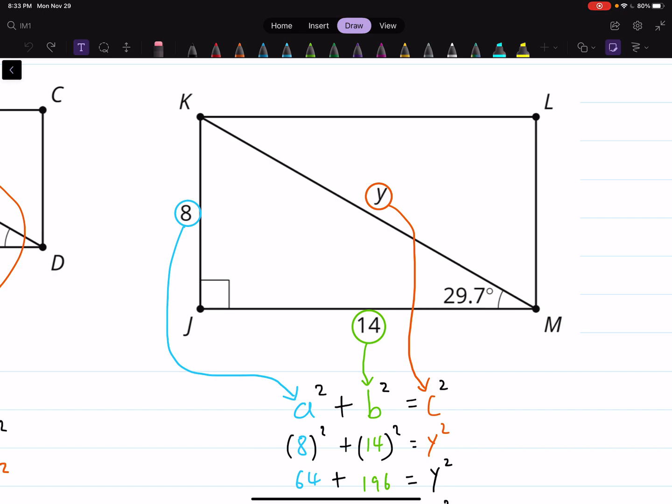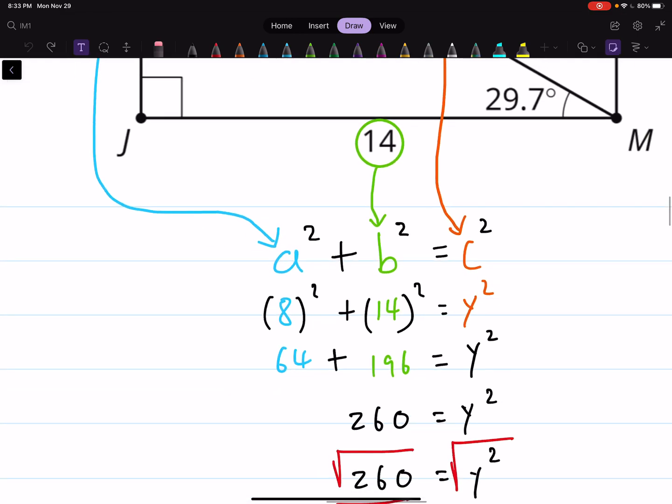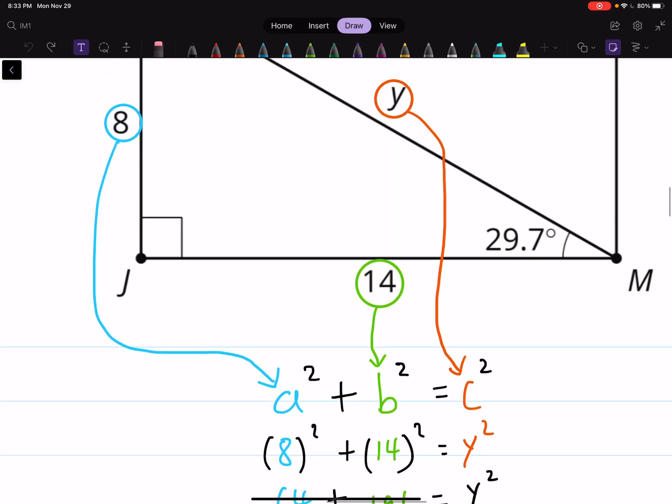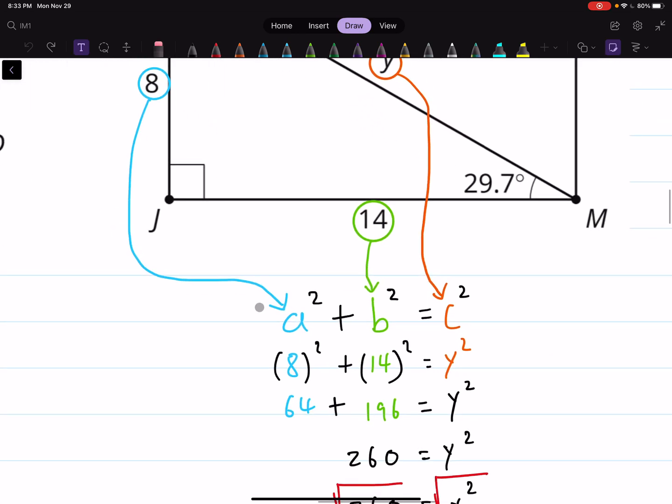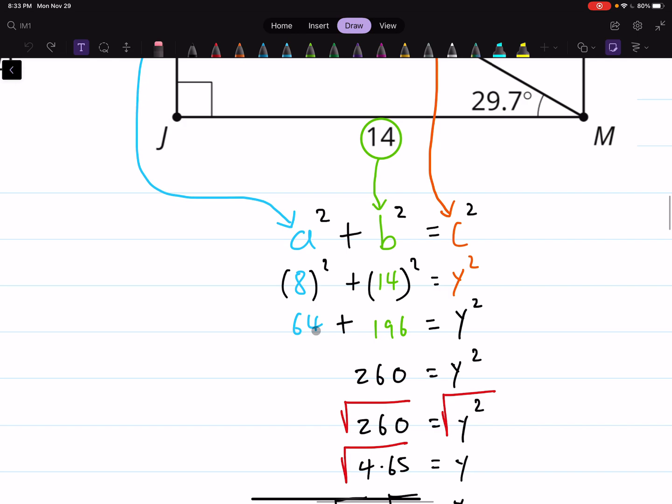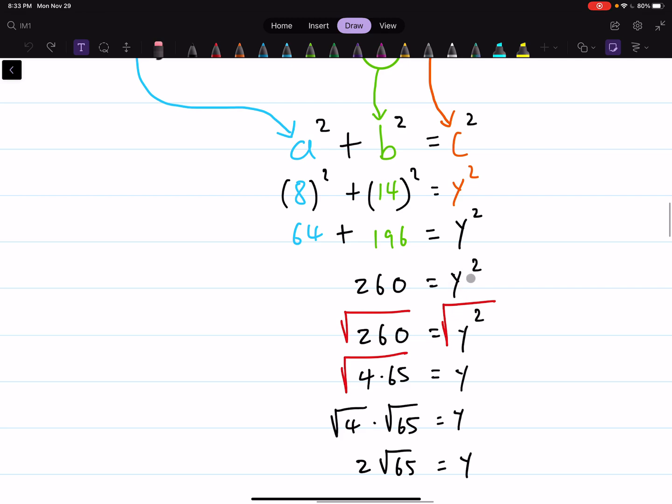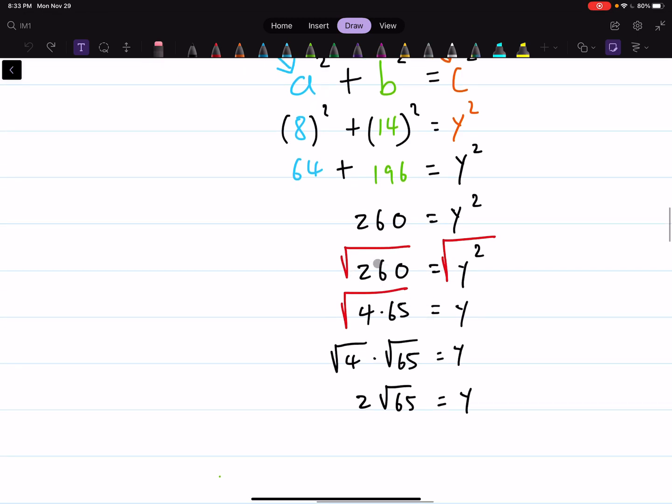Okay, I'm assuming that you paused the video and tried it out. So let's take a look at this problem once again, starting with a squared plus b squared equals c squared. I plug the legs in: the 8 goes in here, 8 squared, and 14 goes in here, 14 squared, and y substitutes for c, so y squared. So 8 squared is 64, and 14 squared is 196, and that is equal to y squared. In order for me to get rid of the square and just get y by itself, because we're solving for y, I have to take the square root on both sides. And this is where it gets a little bit confusing. Once again, I'll talk about how to get more understanding of this.